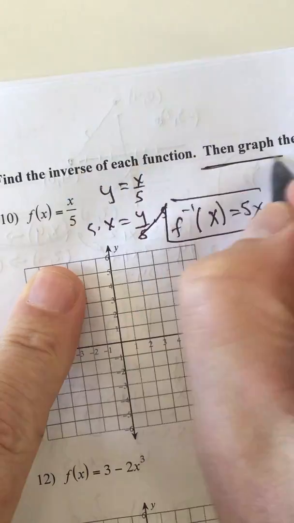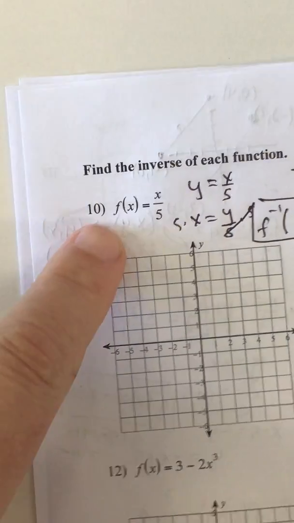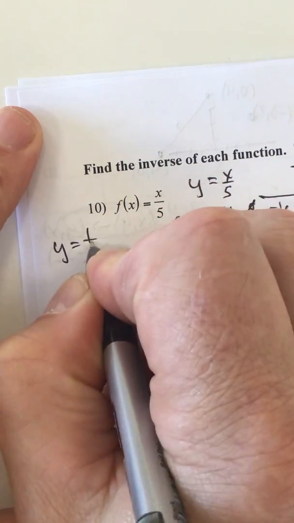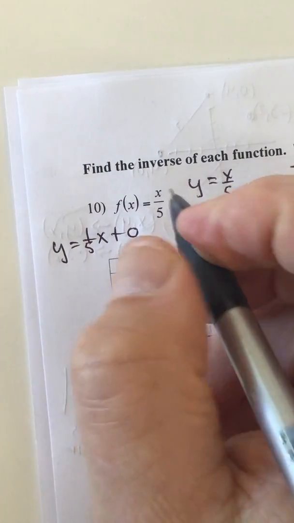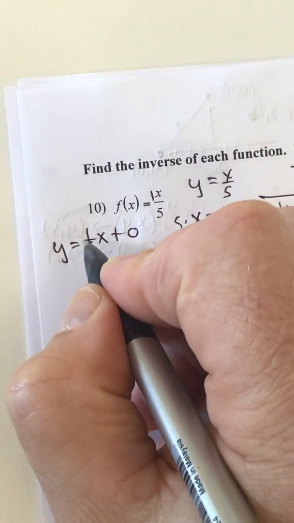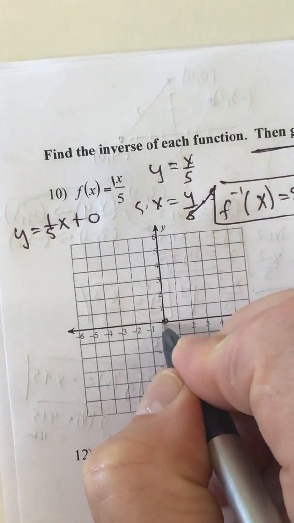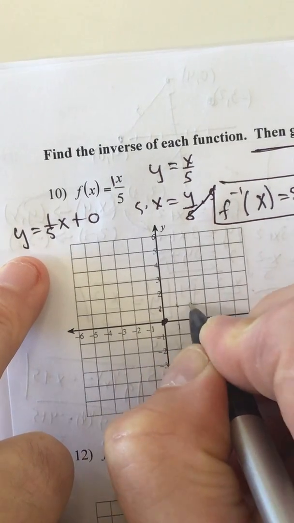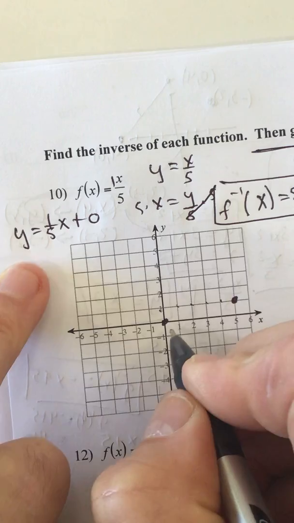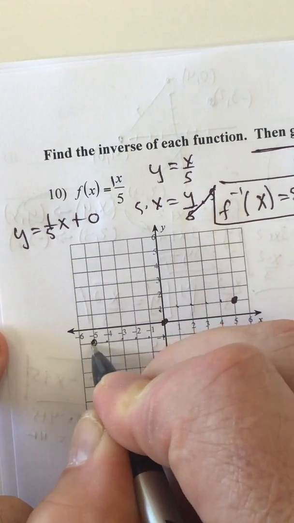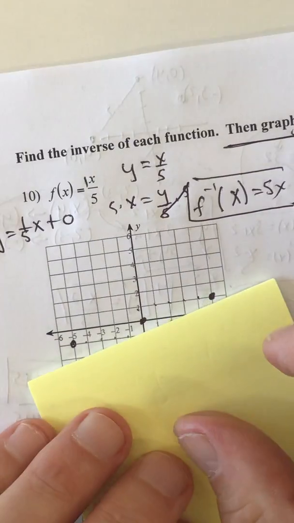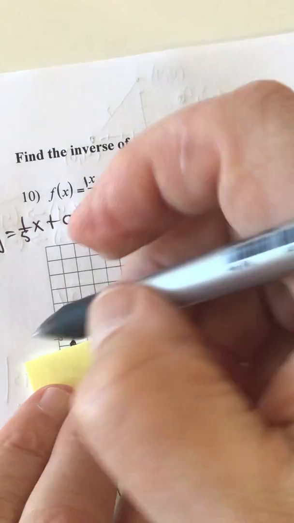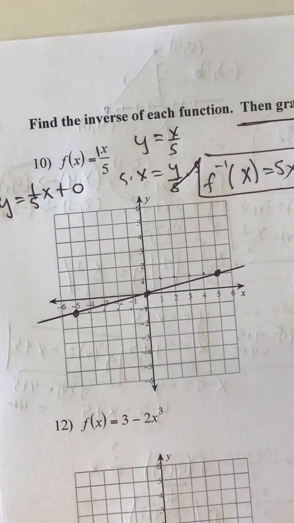Okay, now it says graph them both. So then graph the function and its inverse. Okay, well let's graph this one. We have y equals 1/5 x plus 0 basically. This is in y equals mx plus b format because there's an invisible 1 there. So the slope is 1/5 starting at 0. So if I start at 0, I go up 1 over 5 or down 1 left 5 and plot that line. Okay, there's that one.